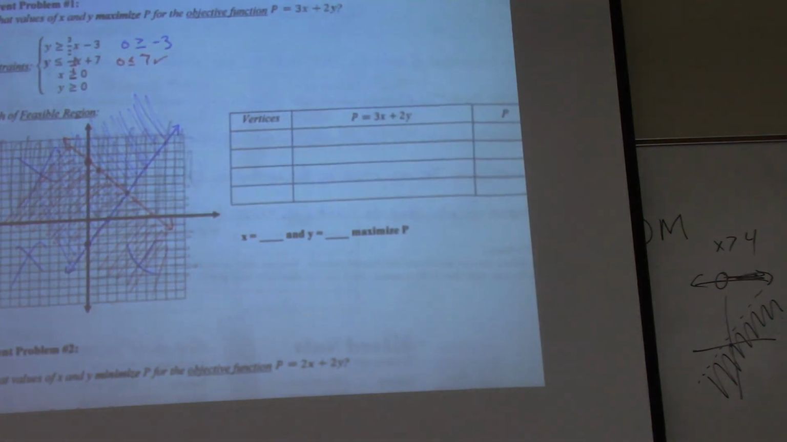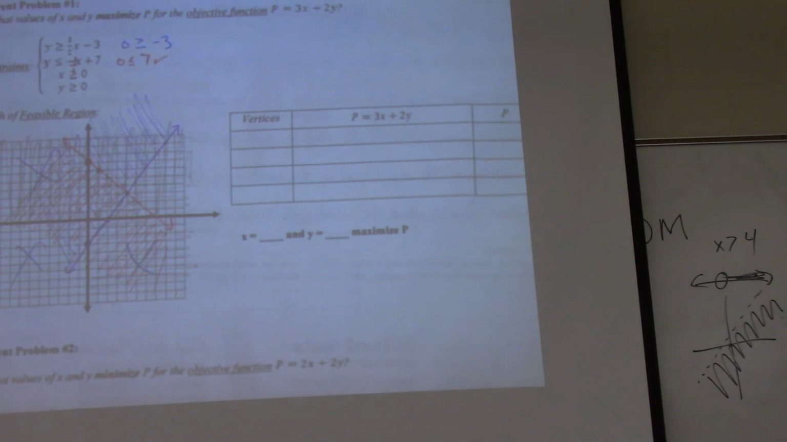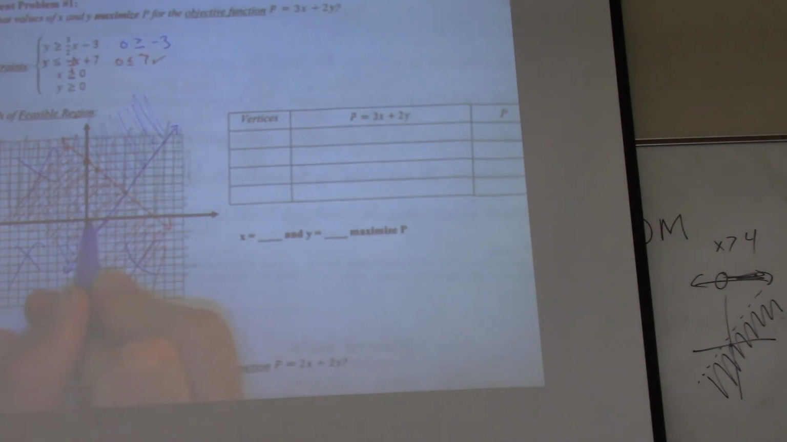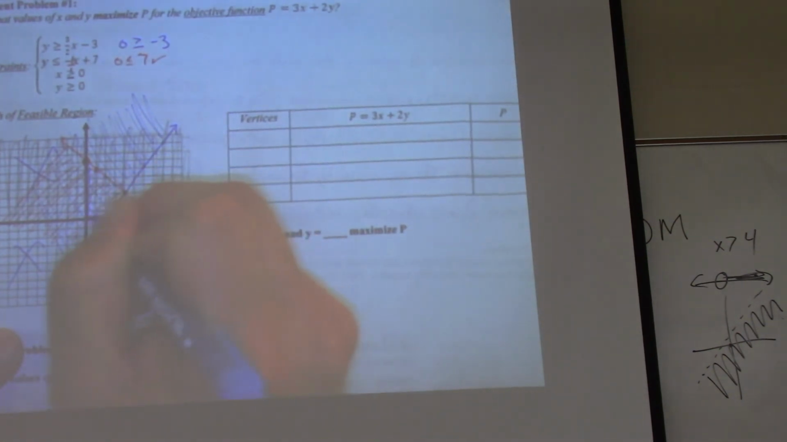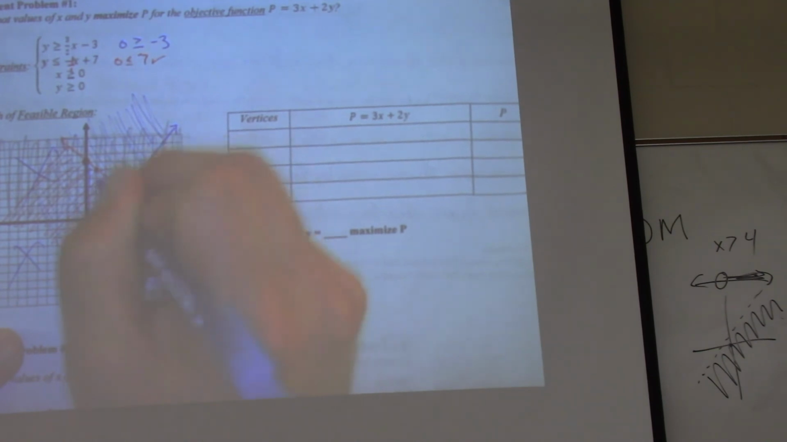And really all I'm concerned with, if you can't see it, is the region that counts. It's bounded here, it's bounded here, it's bounded by that line, and by that line. So this little figure right here is our feasible region. Maybe make that a little darker on your paper as well.